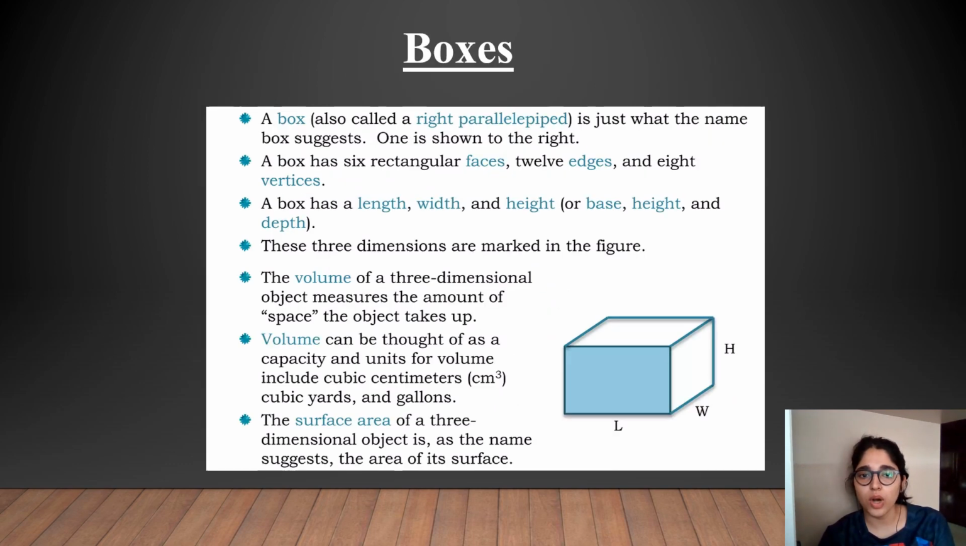So if you take a box, how many faces does it have? It's like a cuboid, so it will have 6 rectangular faces. It shall have 12 edges and 8 vertices. Every box has 3 dimensions that we talk about, and these dimensions are length, width and height, and these 3 dimensions are marked in the figure.